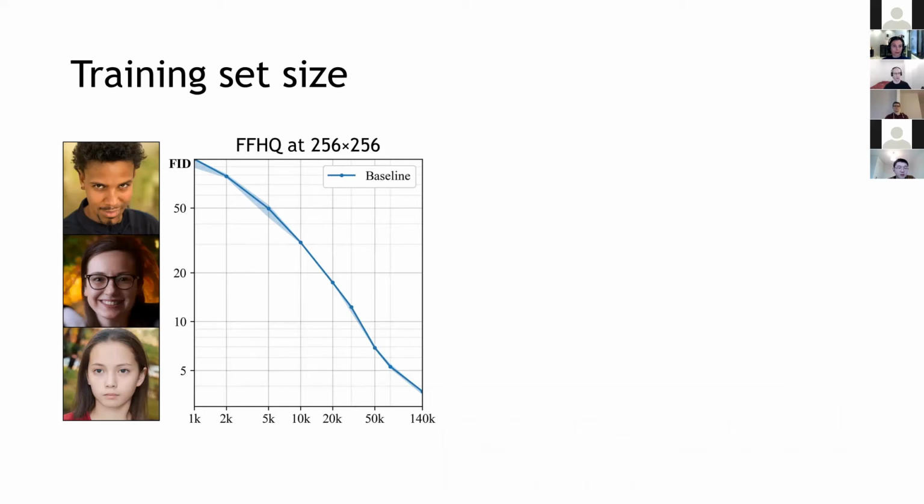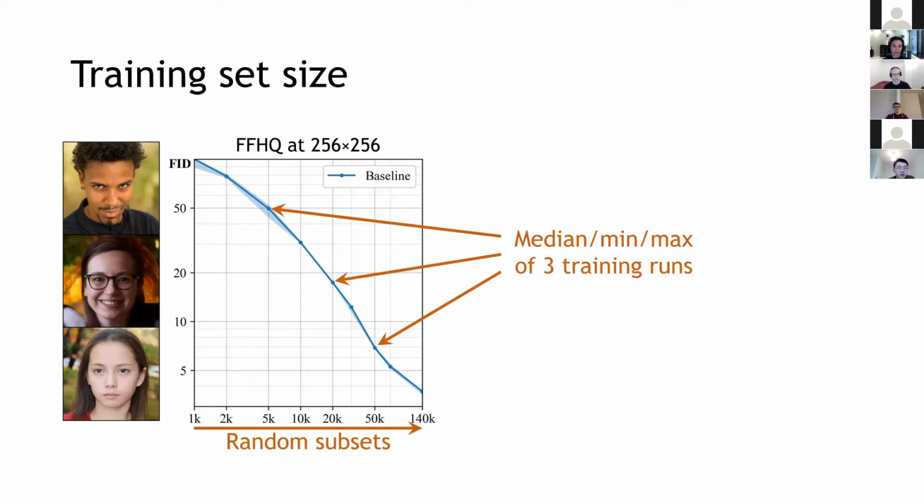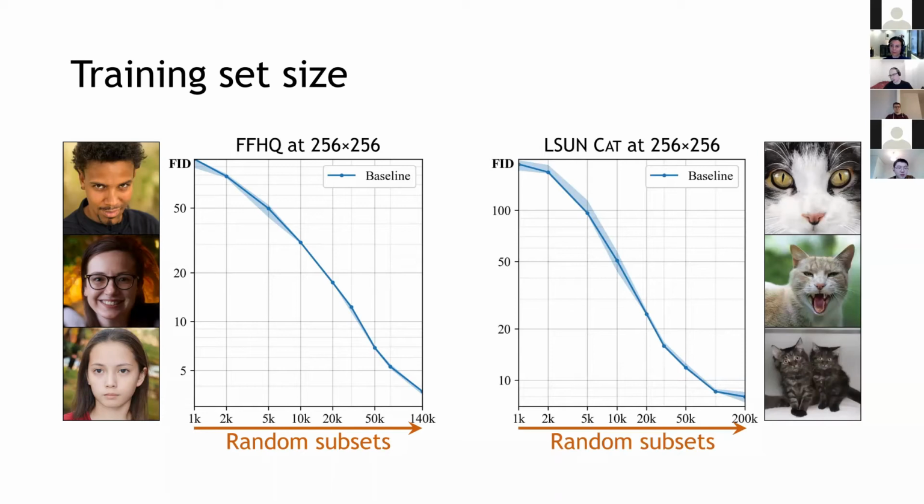Here's baseline results for FFHQ, high quality human faces, using StyleGAN2. The x-axis corresponds to random subsets of the training data, and we repeat each experiment 3 times, reporting the median, mean, and max. We can see that the results of StyleGAN2 are actually quite consistent, so there's not that much variation. Here's another dataset, LSUN Cat, which is much more difficult. It's more varied and more chaotic in nature, but overall the curve looks pretty similar.